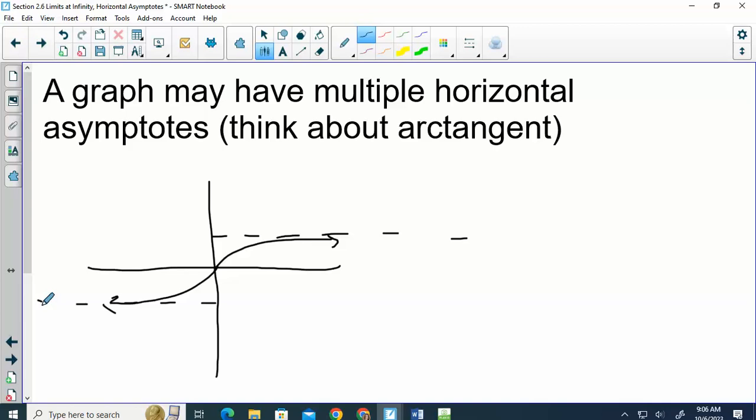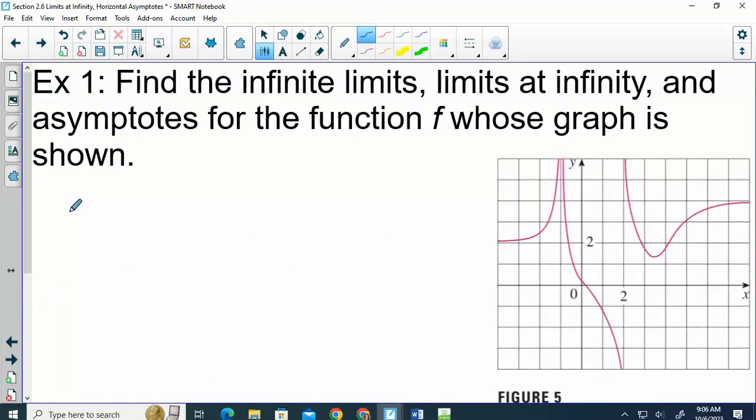So we're going to start just by looking at a graph and answering some questions. So I want all of the infinite limits. Infinite limits, we saw those on continuity. We talked about the infinite discontinuity. Infinite limits are saying when the limit is equal to infinity. So those happen at your vertical asymptotes.